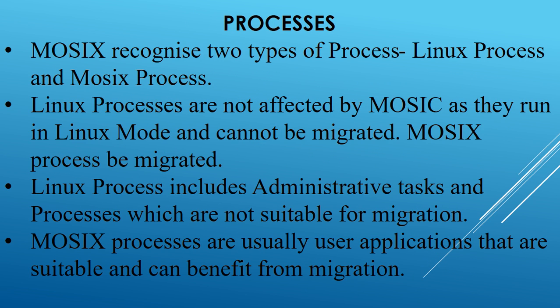Now, if we talk of the B part, that is called processes, MOSIX recognizes two types of process, Linux process and MOSIX process, because we know that first of all, we have to install some base system, that is the Linux operating system, and then we will be installing MOSIX. So both the processes will be running, that is Linux and MOSIX.